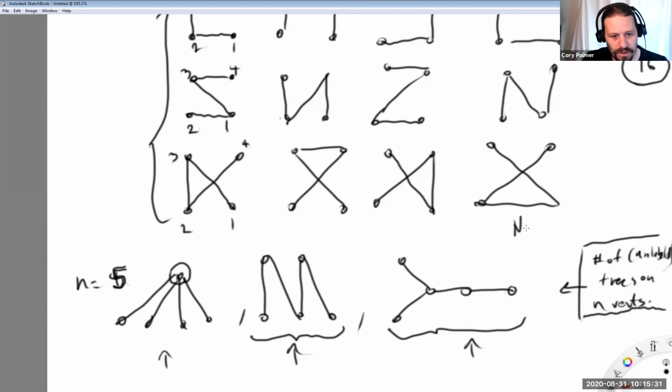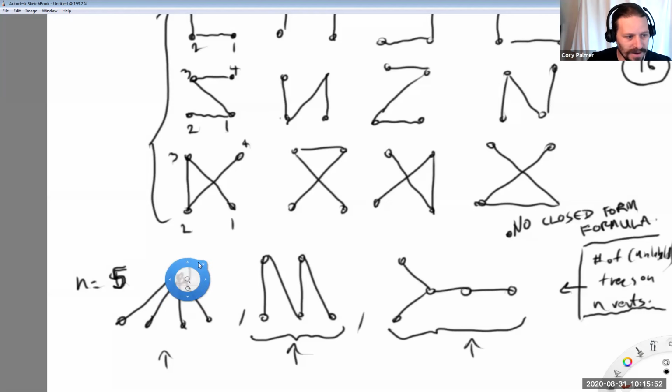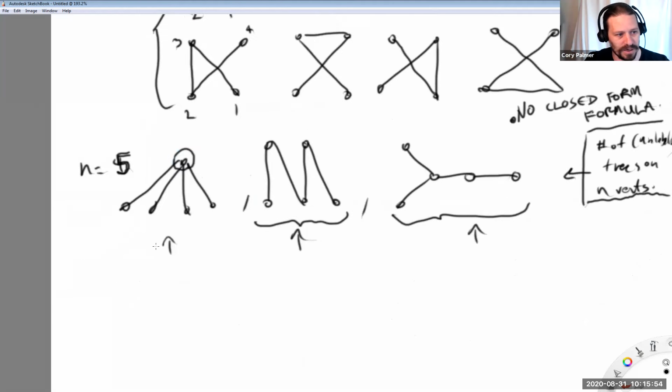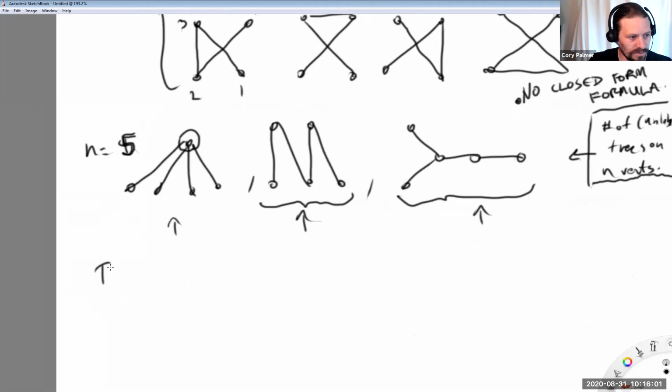No known closed form formula. So there's no simple thing like n choose 5 minus 12 times a trillion. There's no simple thing like that. And even if you had that, you can't just multiply it by the number of ways to label, because the number of ways to label is different for each of these. So that's not going to be our strategy for solving this problem. We need some other strategy for figuring out the number of labeled trees.